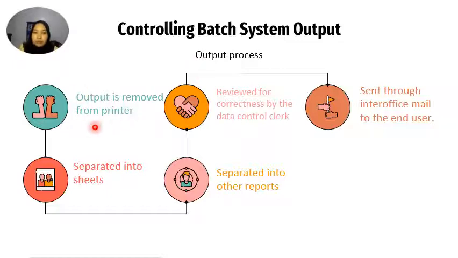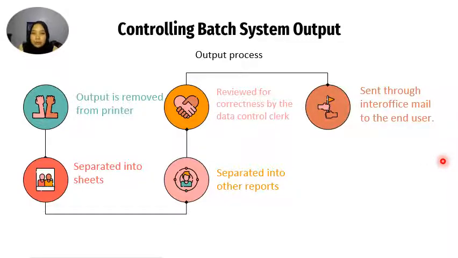Output is removed from the printer and then it is separated into sheets, separated into other reports, reviewed for correctness by the data control clerk, and then sent through inter-office mail to the end users. Each stage in this process is a potential exposure where the output could be reviewed, stolen, copied, or misdirected. In the following slides, we will examine the techniques for controlling each phase in the output process.